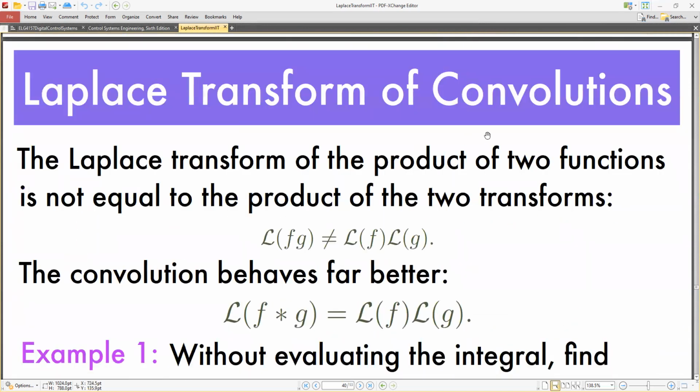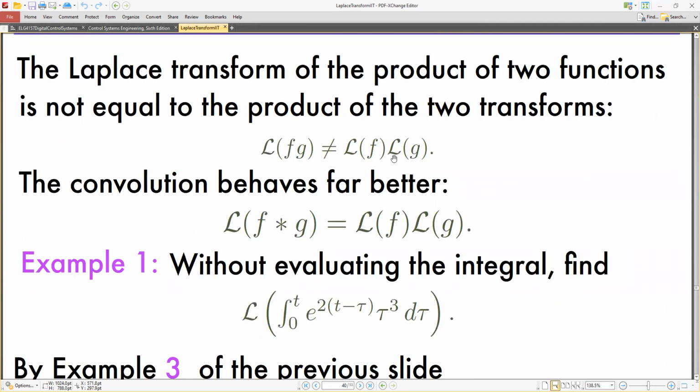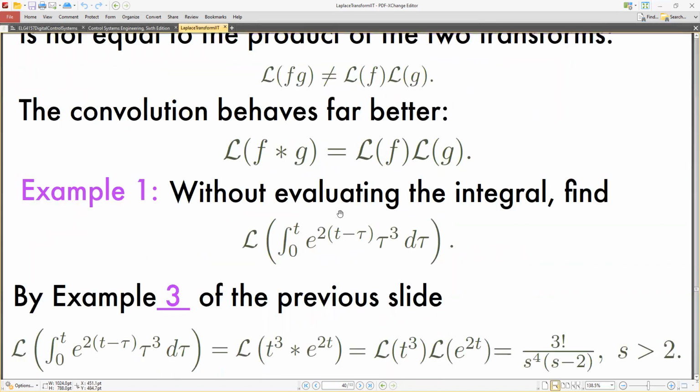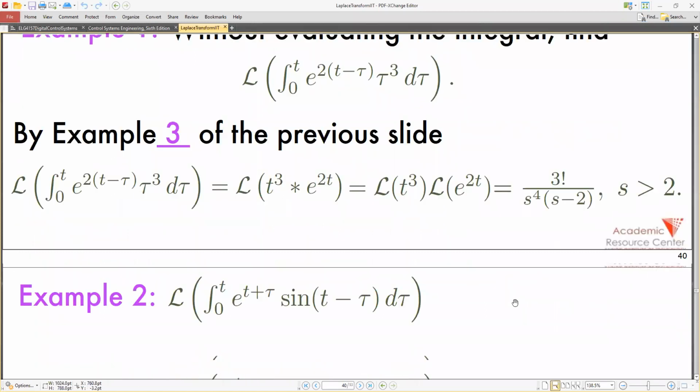So Laplace transform of convolutions. The Laplace transform of the product of two functions is not equal to the product of the two transforms. But the Laplace transform of the convolution of f and g is equal to the Laplace transform of f times the Laplace transform of g. Without evaluating the integral, find this one. By example 3 of the previous slide, we can write like this.